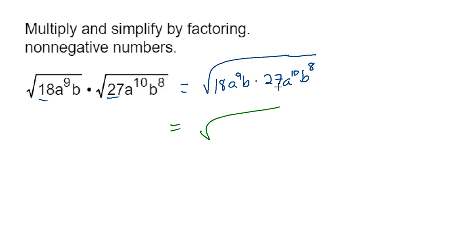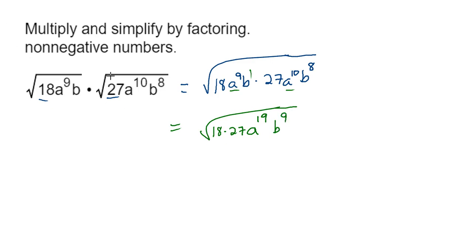Then I'm going to reorganize this. I'm going to put the numbers together, but not multiplied together. I'm just going to write them side by side, 18 times 27. Let's keep them separate so that they're smaller and maybe a little bit easier to manage. But with the variables, I want to just multiply those together. A to the 9th power, a to the 10th power. You add the exponents. 9 plus 10 will be 19. And then b to the 1st power times b to the 8th power, that's going to give me b to the 9th power. All right.